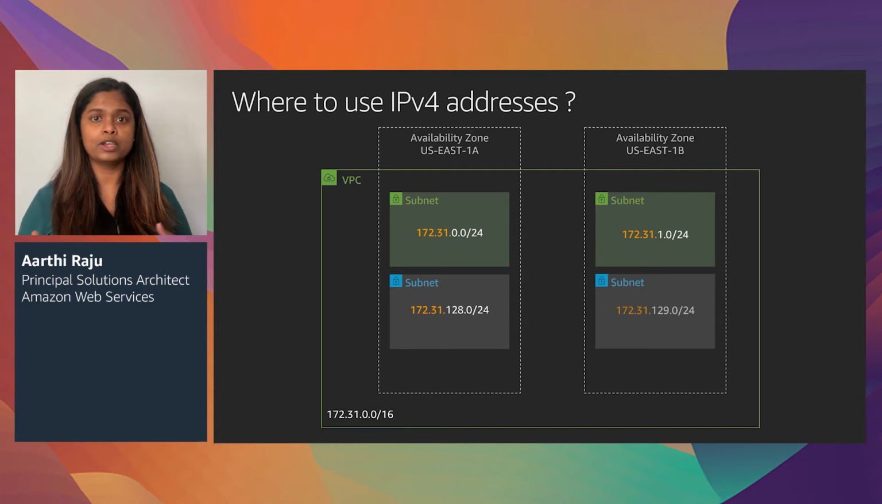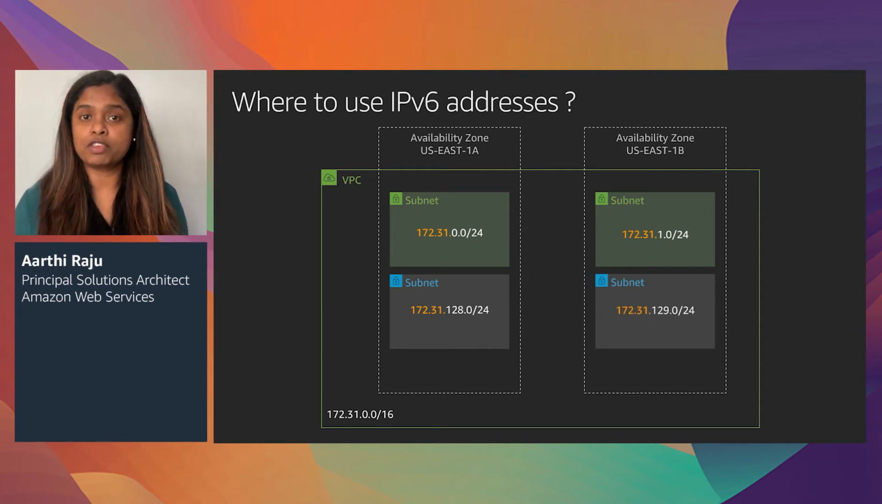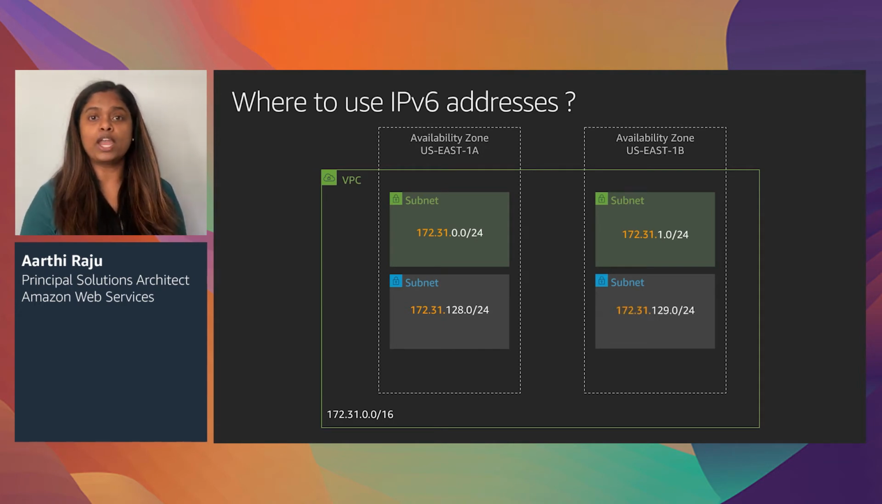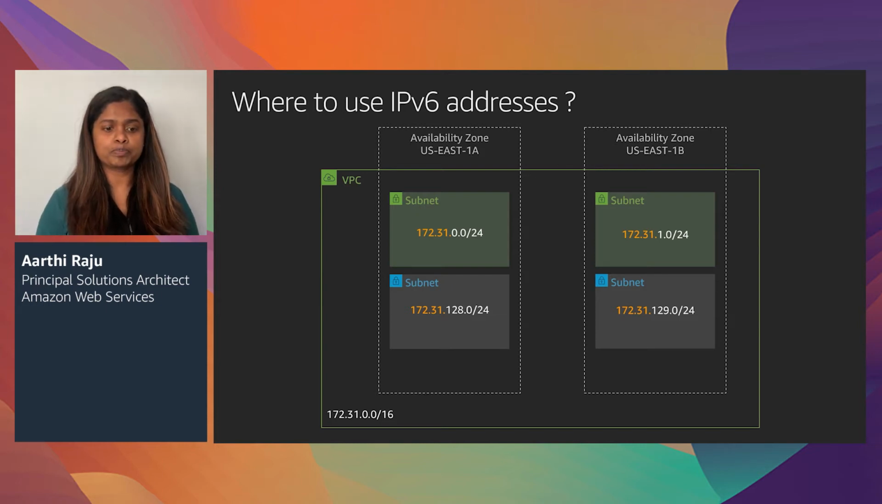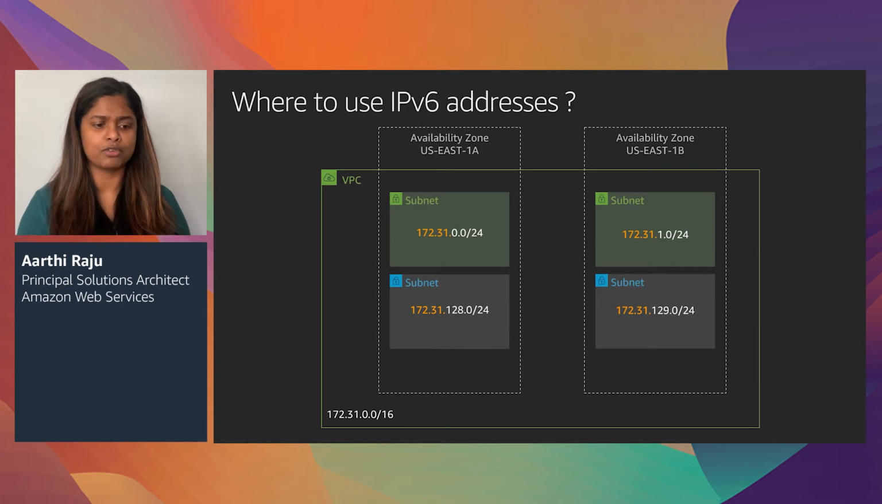Remember our application that we are building. We want it to be highly available, so I need at least multiple subnets here. You can also enable IPv6 on your VPC. Once you enable IPv6, this becomes a dual stack VPC. So what is a dual stack VPC and how can you use IPv6 addresses?